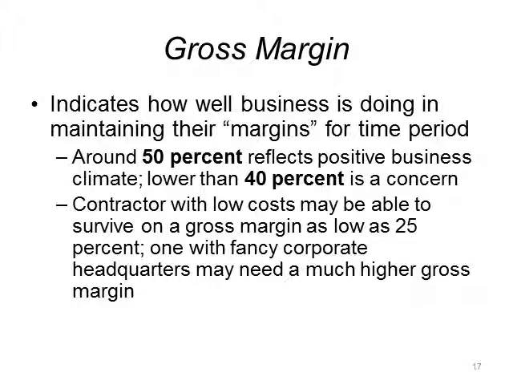When we're talking about a gross margin, that indicates how well businesses are doing in maintaining their margins for a specific time period. Around 50% reflects a positive business climate. Lower than 40% is typically a concern. A contractor with low costs may be able to survive on a gross margin as low as 25%. One with fancy corporate headquarters may need a much higher gross margin in order to counteract the costs of the high-end corporate headquarters.